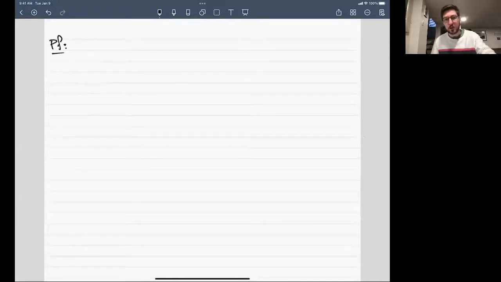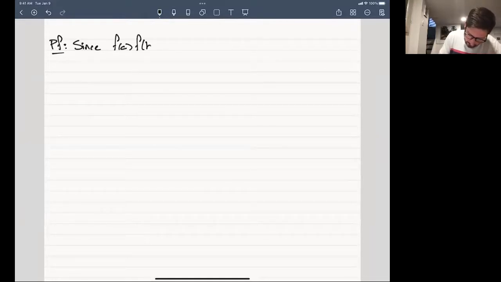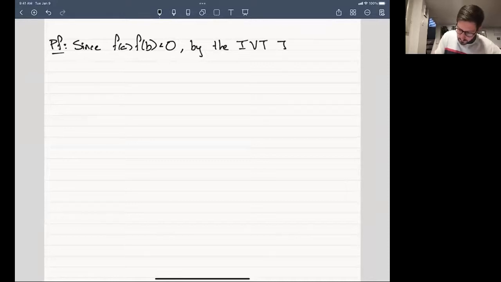So the first thing we're going to do, we're going to prove that the root's unique. And this is going to use a lot of the techniques and ideas that we've fleshed out over the course of this class. So since f of a times f of b is less than 0, one is positive, one is negative, these things have opposite signs. And by the intermediate value theorem, there exists R between a and b such that f of R is equal to 0. Okay.